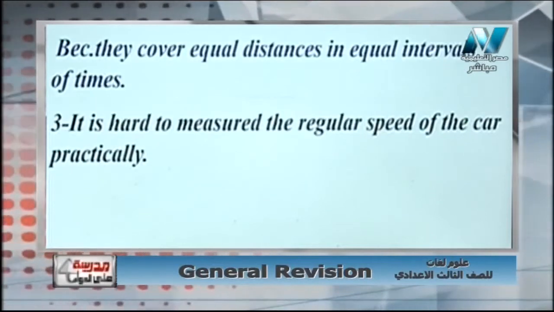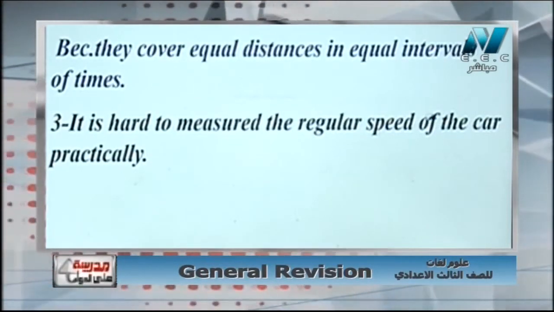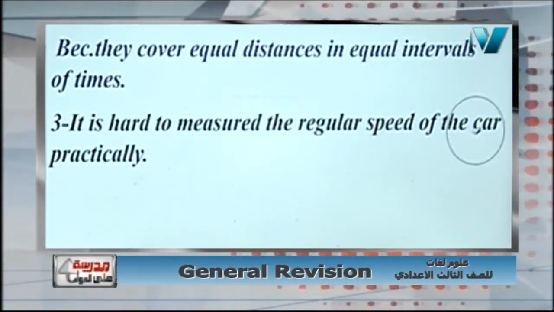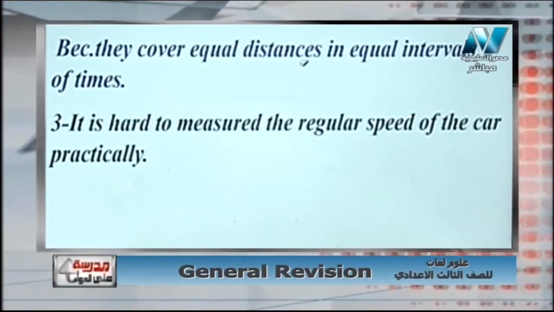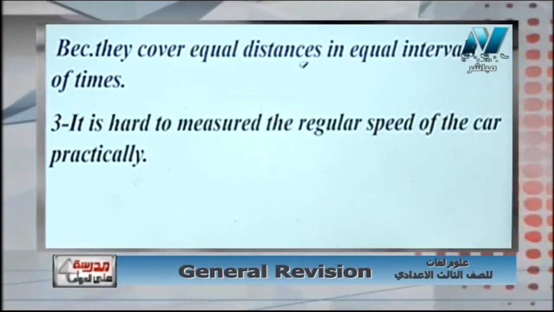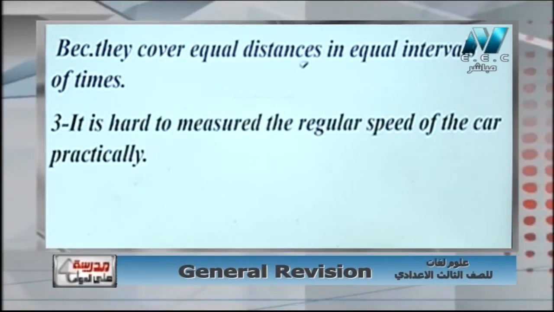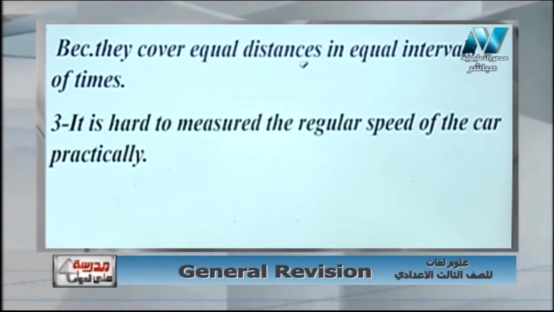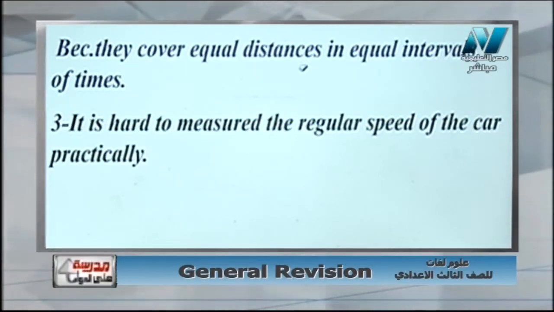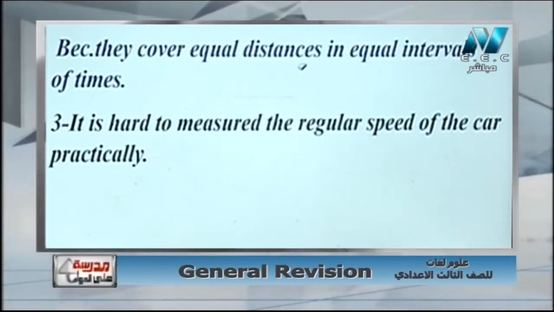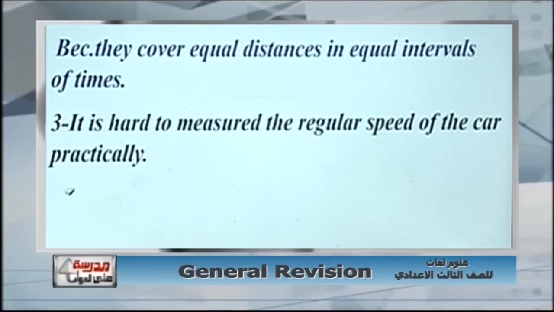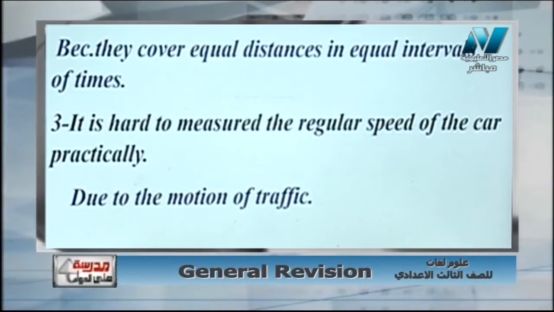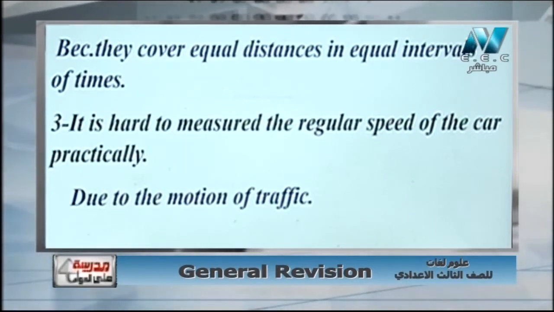Number three, it is hard to measure the regular speed of the car practically. Here in this question, it's hard to measure the regular speed of any object, such as a person or a train, because these objects move with different speeds. So here we have to answer according to the motion of traffic, because we have no regular speed.